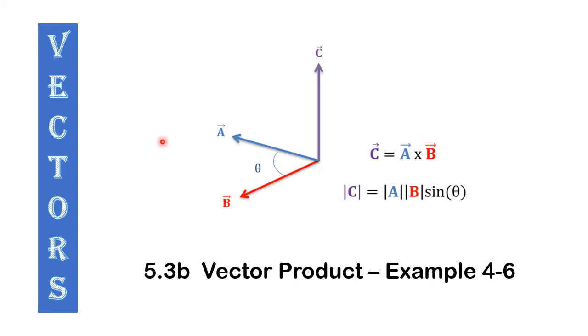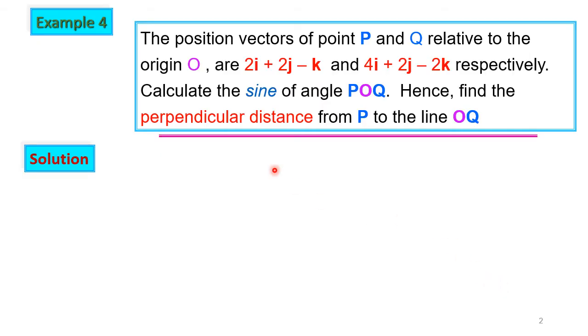Hi, hello everyone. In this third video about vector product, we will continue our discussion about examples. So now we discuss example 4 until example 6. In example 4, the position vectors of point P and Q relative to the origin O are 2i plus 2j minus k and 4i plus 2j minus 2k.